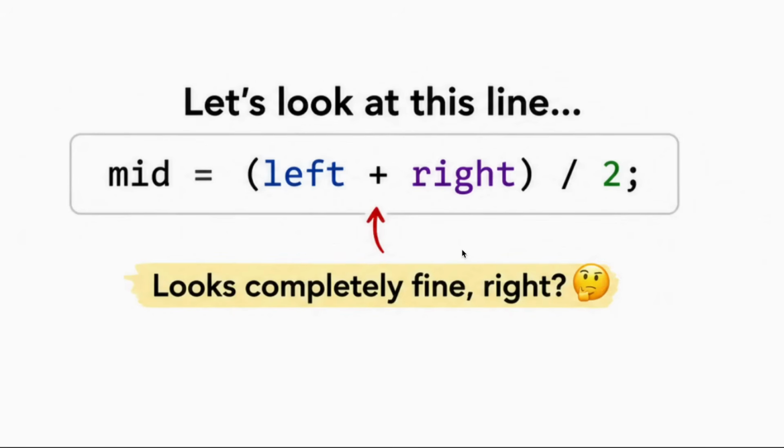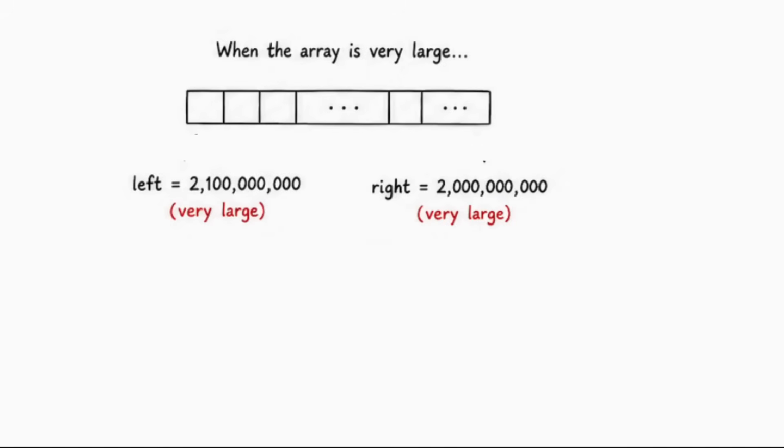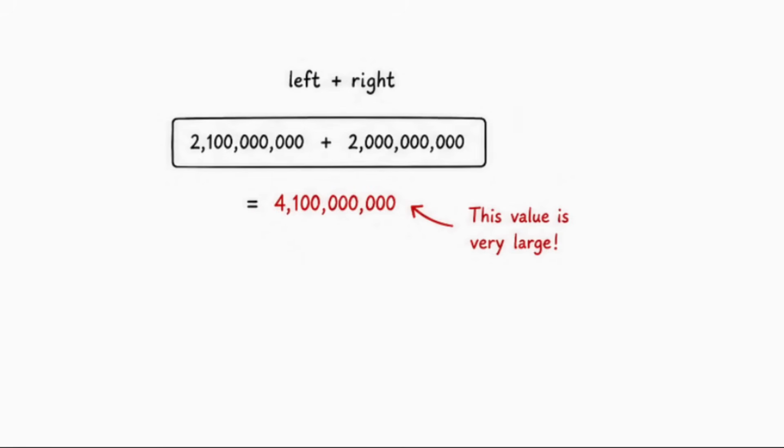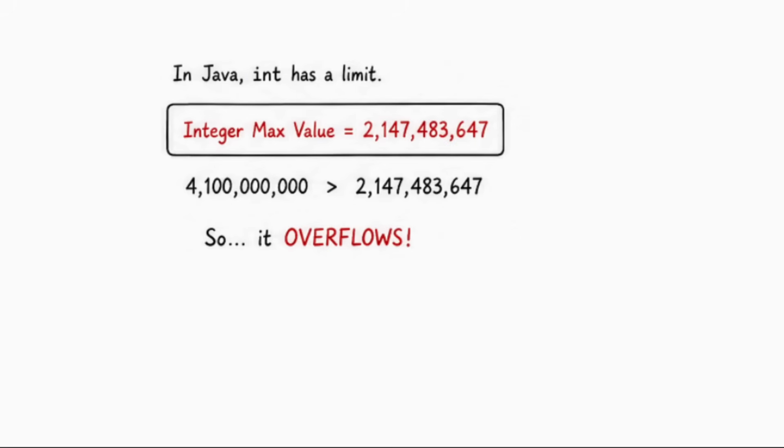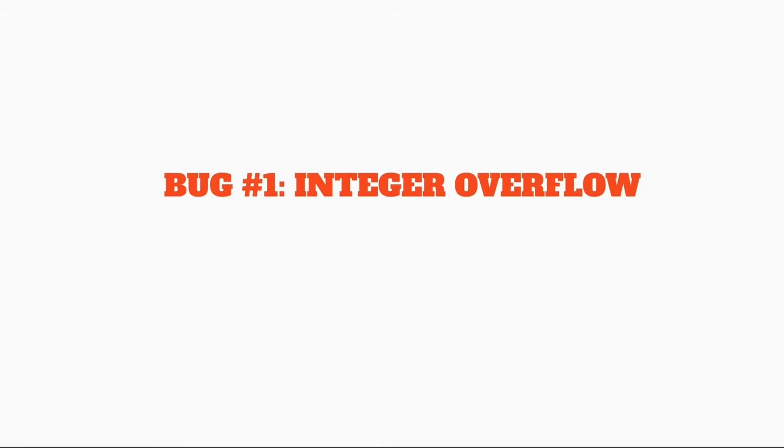Let's look at this line. Looks completely fine, right? Now imagine this: if the input is very large, in that case the value of left and right variable is also large, right? And when we add them, the result becomes even bigger. But here's the problem: an int in Java has a limit. If the number goes beyond that limit, it overflows, right? So the first problem with this approach is integer overflow.